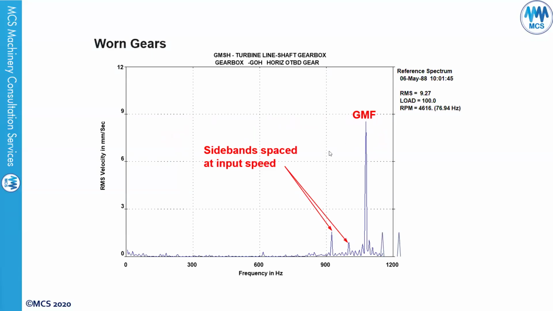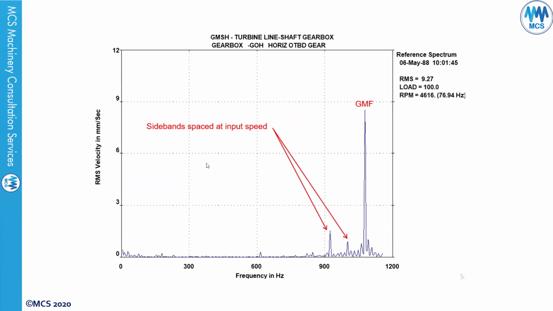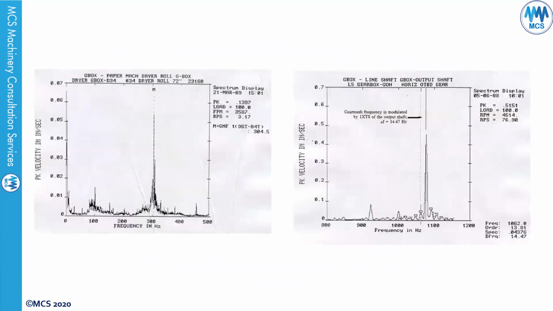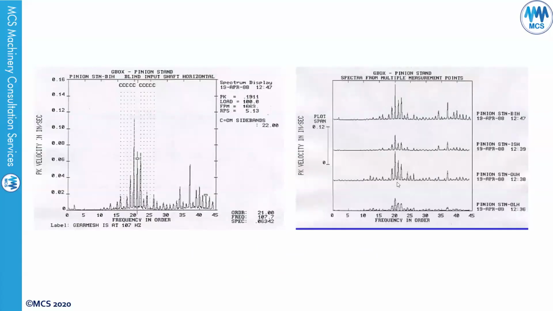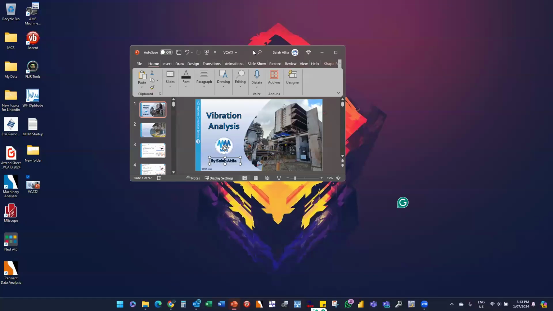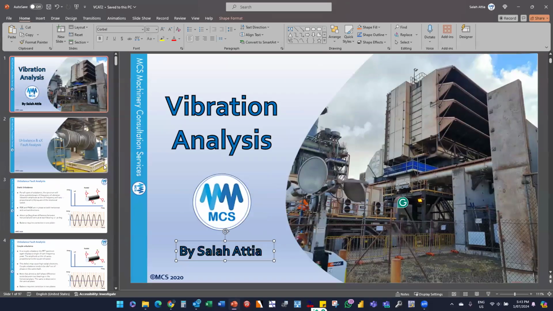Also, with a worn gear, you will see the gear meshing frequency with sidebands at the running speed. And this is the gear meshing frequency with sidebands, and you'll see amplitude modulation over the time waveform. This is the gear meshing frequency with sidebands, and the second harmonic. And this is all an indication of the fault. And that's it.